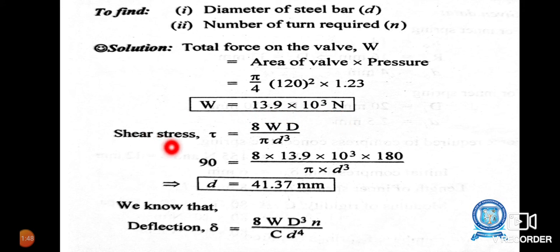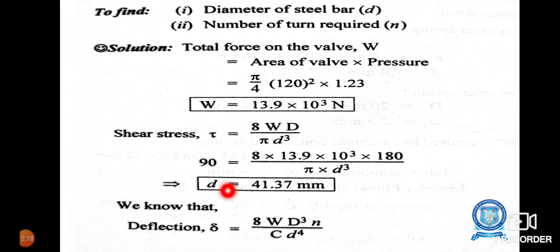So we apply the shear stress formula. Tau is equal to 8WD divided by pi d cube. All the values are given. Small d is unknown, so we have to find small d. You can apply all the given values: 90 is equal to 8 into 13.9 into 10 power 3 into 180 divided by pi into small d cube. So small d is equal to 41.37 mm.